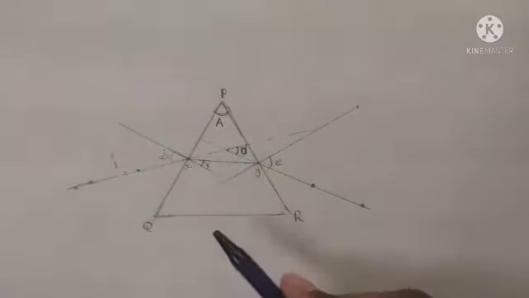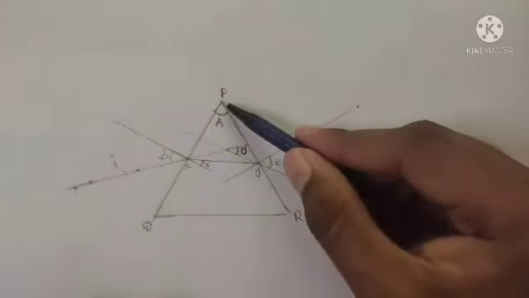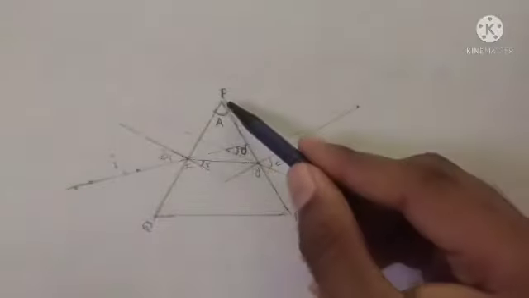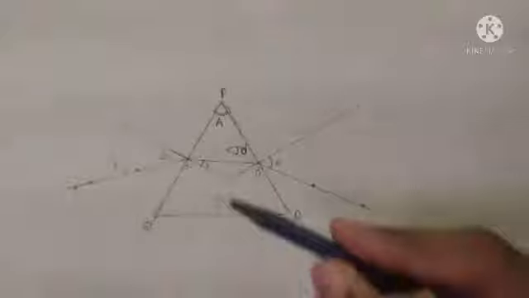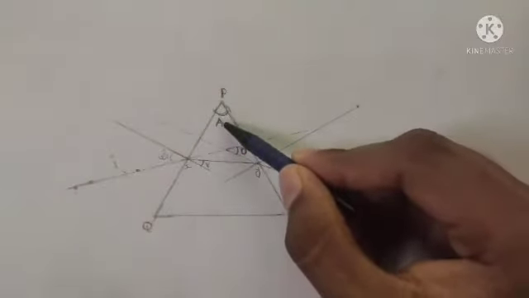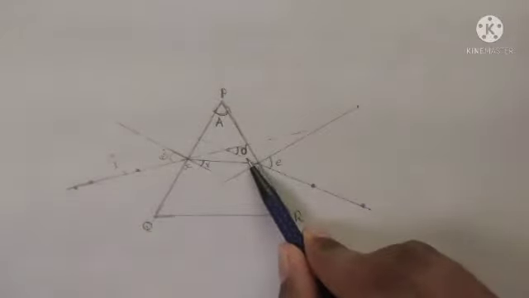And we have the angle of prism. The angle of prism is taken as this: the angle between PQ and PR is taken as the angle of prism. Now we have to measure the angle of deviation and the angle of prism.